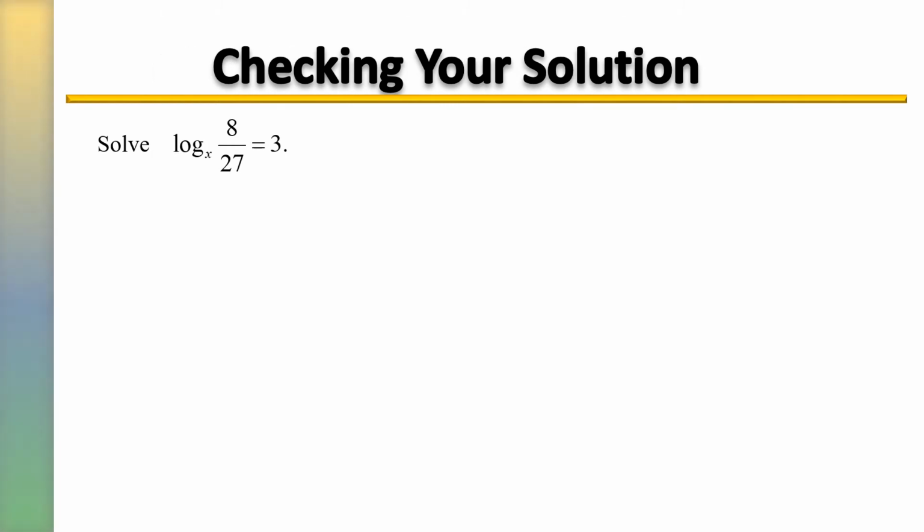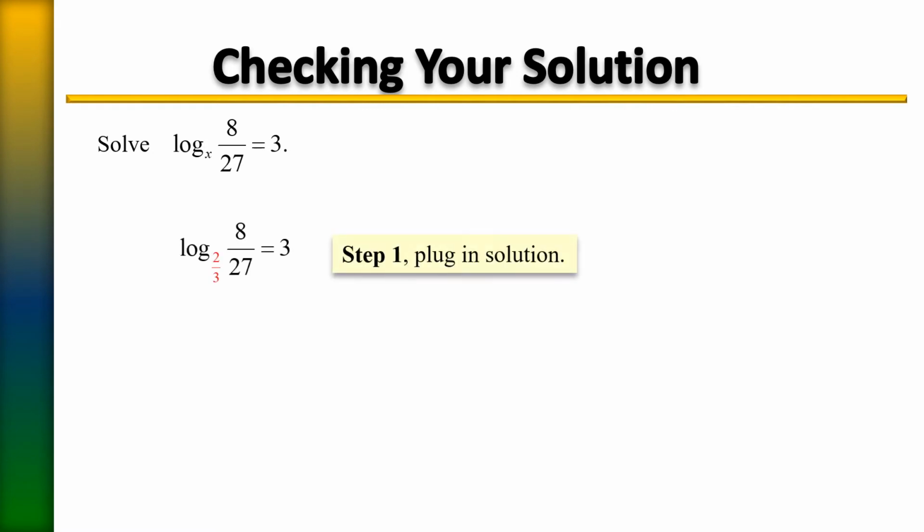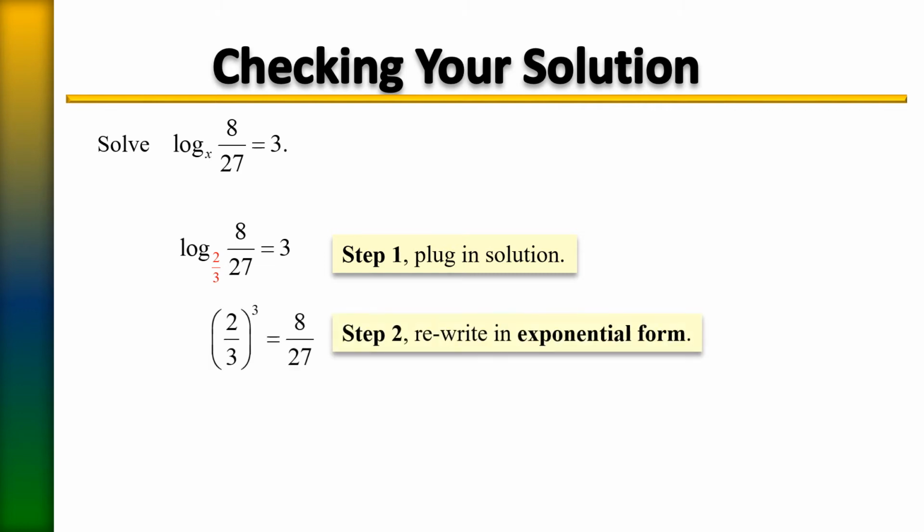Let's check our solution. We can check our solution if we said that x equals 2/3. All we have to do is remove the x from the original equation and replace it with 2/3. Now let's do the math. Again, we're going to rewrite it in exponential form in the snail-like or counterclockwise pattern. So that would be 2/3 cubed equals 8 over 27.